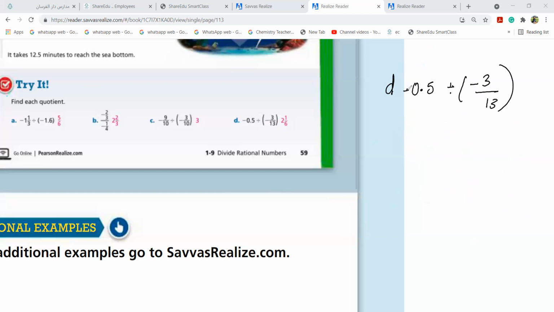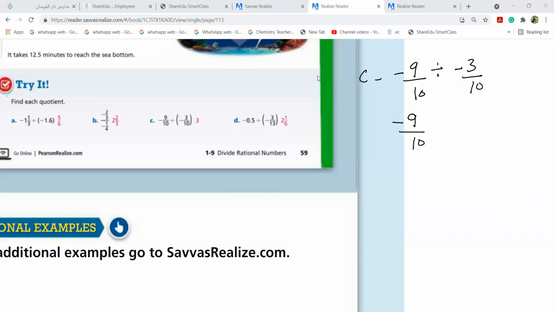Malak, if I want to change 0.9 to a fraction, what will I write? 9/10. Let Ghalia do this. Come on, Ghalia. How do you do this? -9/10, and then we switch. Division becomes multiplication and you switch. Tell me, what should I write?